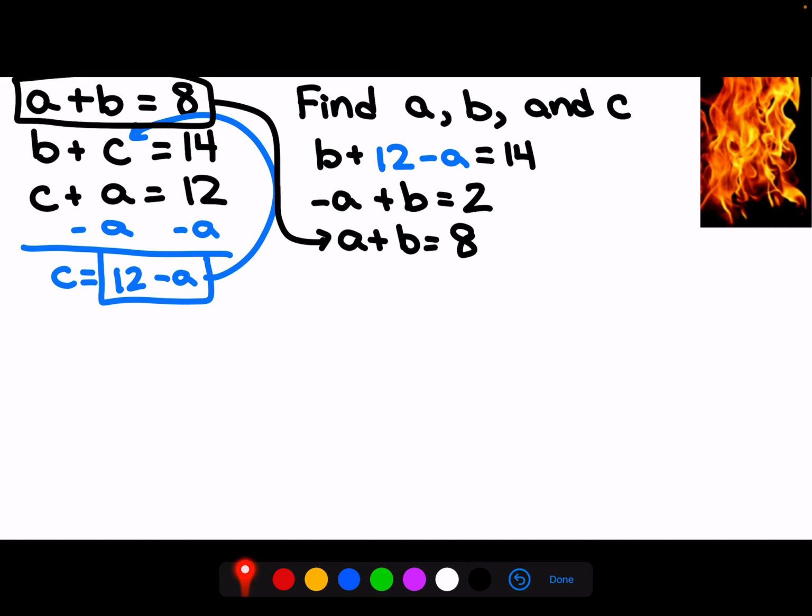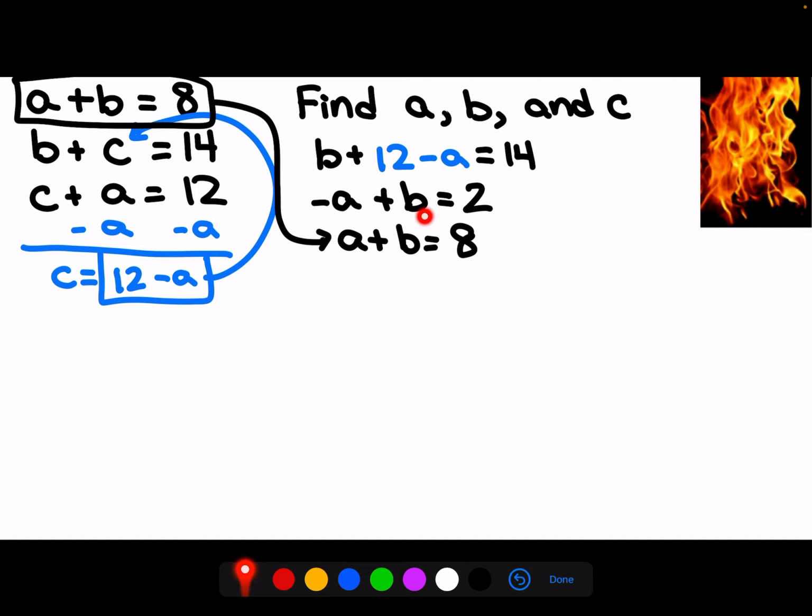Now, from here, I'm going to go ahead and simplify it. I'm going to take my negative a and put it in front of the positive b, giving me negative a plus b. I'm also going to subtract the 12 from both sides. So 14 minus 12 will leave me with positive 2. So I now have negative a plus b equals 2.